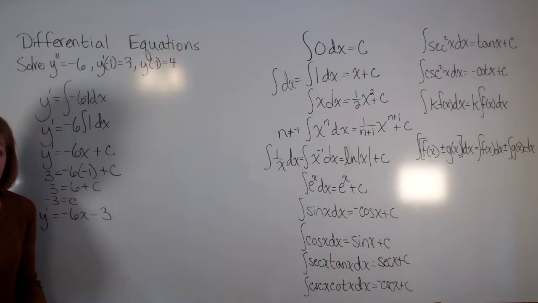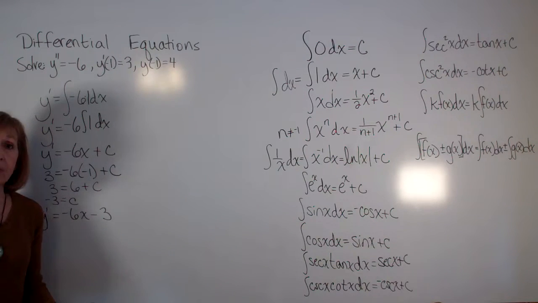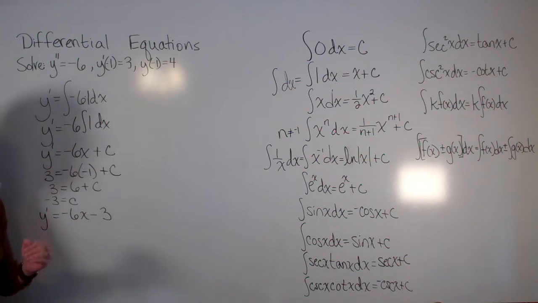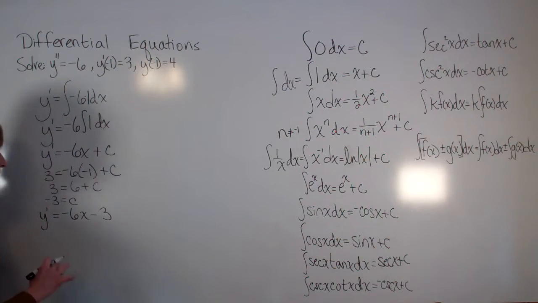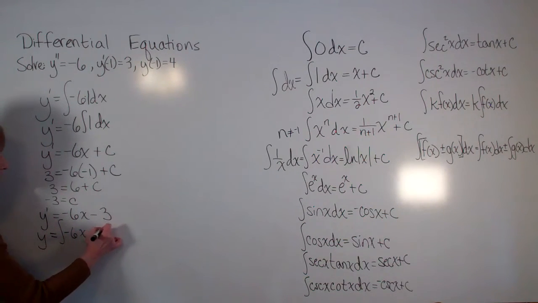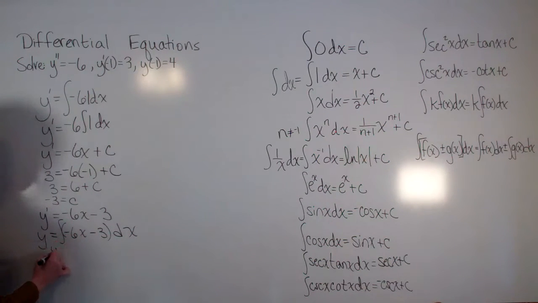That's just gotten me to the derivative though. I haven't gone all the way yet to find the actual function itself. I need to do this process one more time and integrate it again. So my y is equal to the integral of negative 6x minus 3 dx. So y is equal to, well, term by term, and then think about that constant factor coming out.